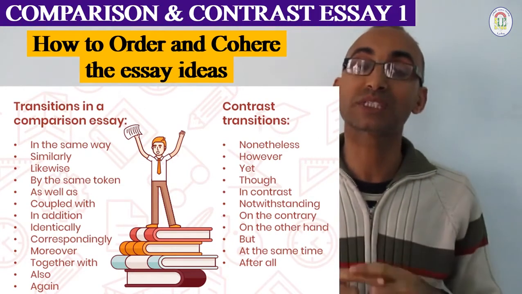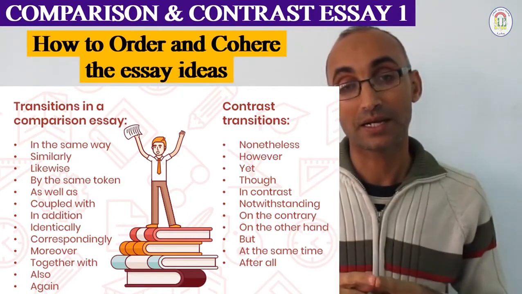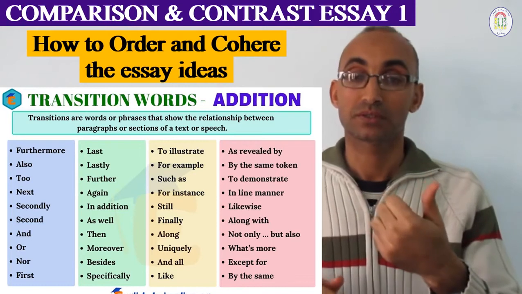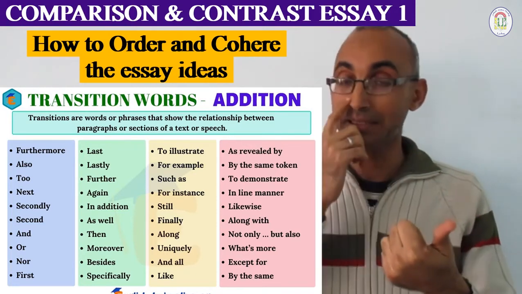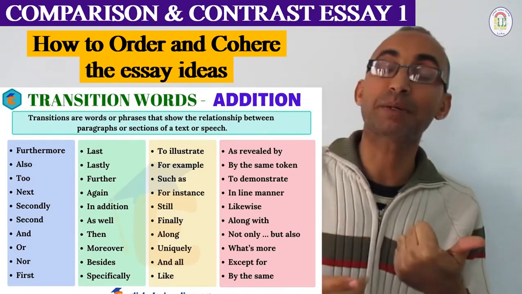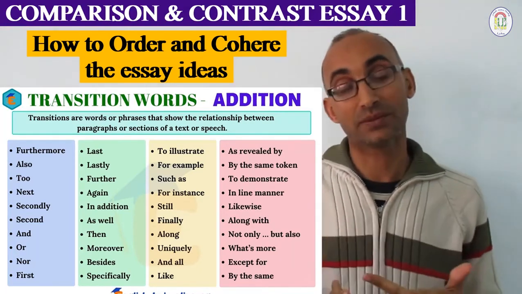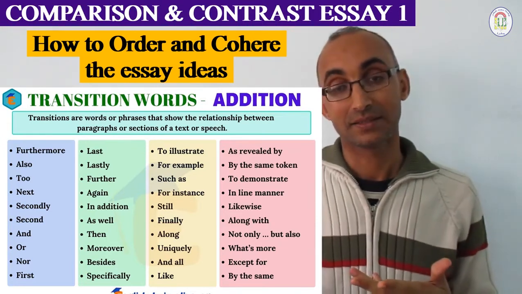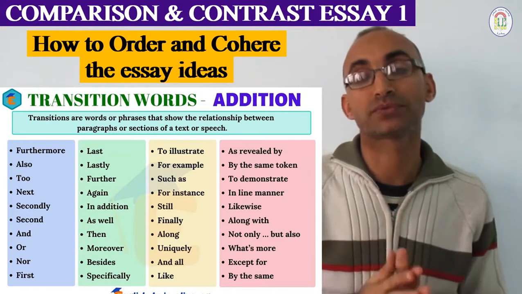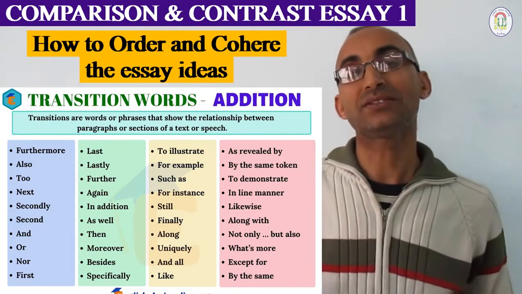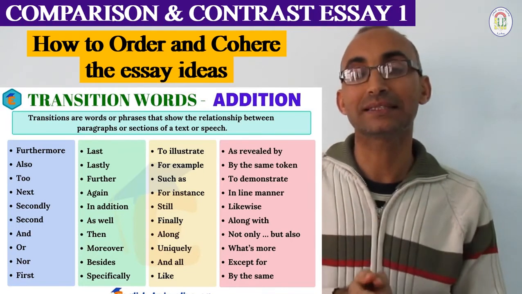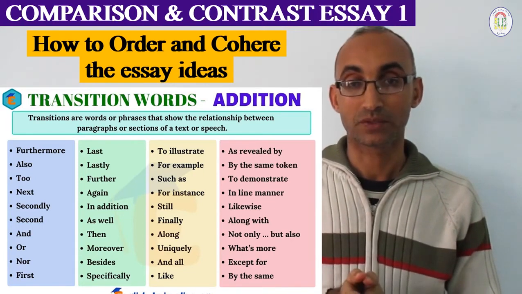At the same time, I need the transitions of order. It means first, mainly to introduce your points and also the aspects of similarity and aspects of difference. Second, in addition, also, besides, next, and so on. So here I have three types of transitions I need to use and integrate into my comparison and contrast essay. Okay, good.